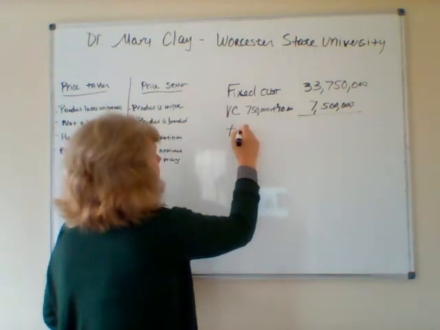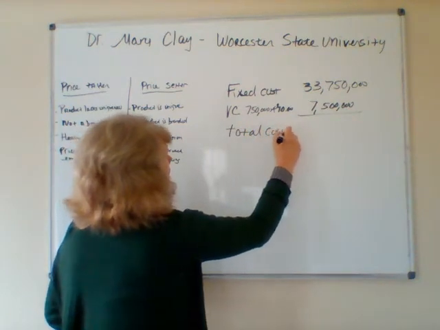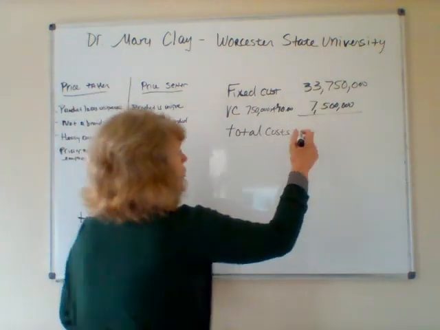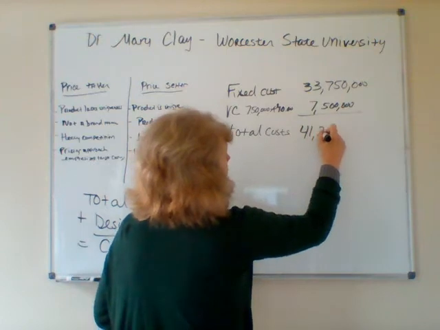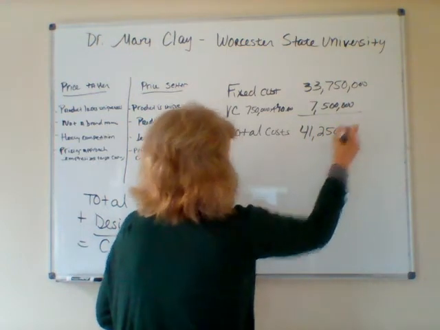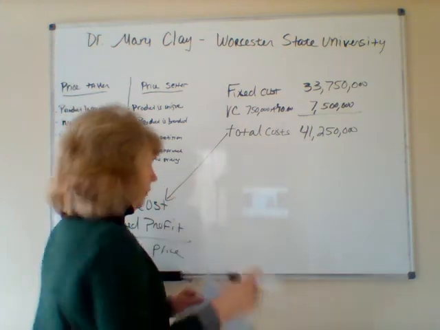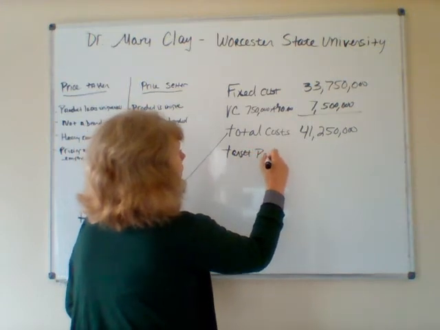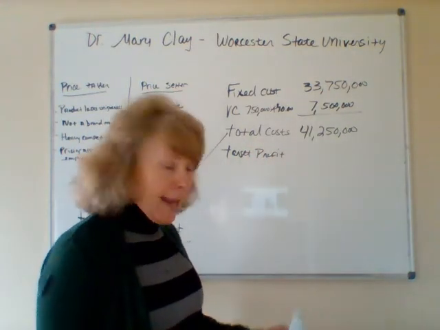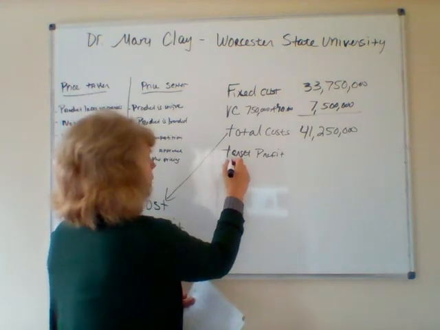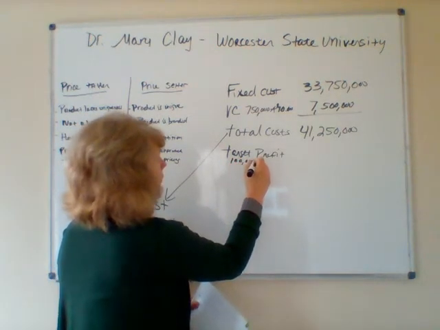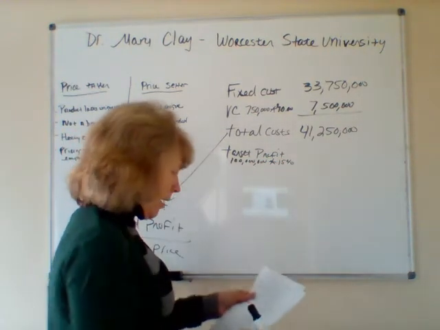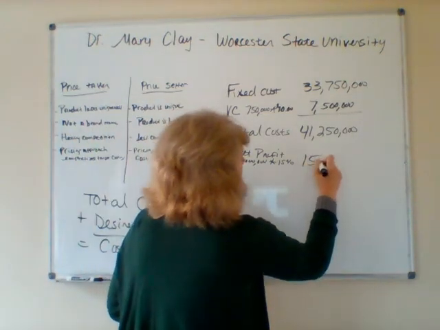All right, now what's this give us? This is going to give us our total costs. So our total costs are just these two added together, $41,250,000. All right, that's our total cost right there. Next, we're going to figure out the target profit. Well, in the problem, it said the target profit is 100 million times 15%. And that equals 15 million.